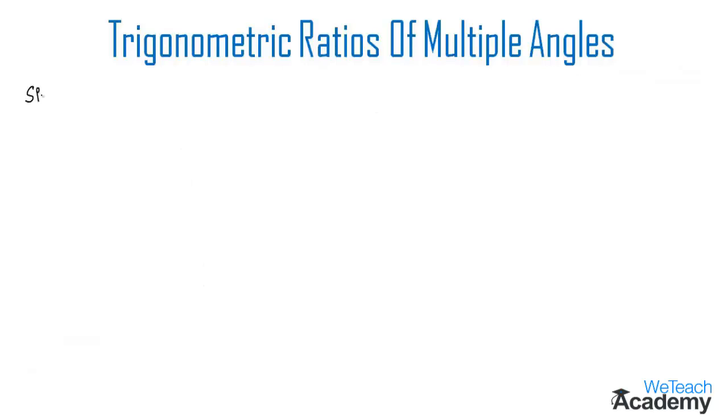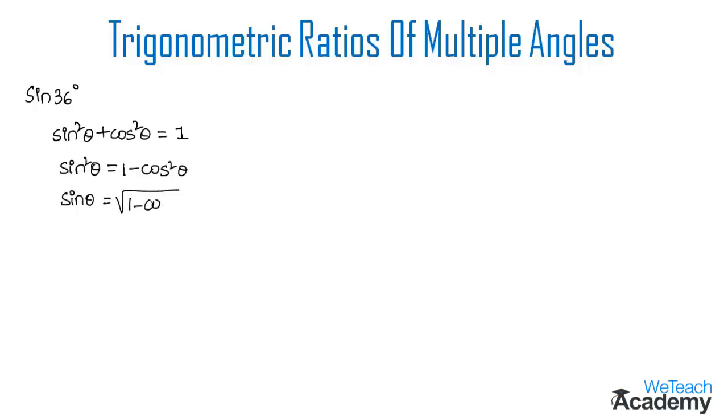And now let us derive the value for sine 36 degrees. In order to find it, we already know a trigonometric identity, that is sine square theta plus cos square theta is equal to 1. So that implies we can also write this identity as sine square theta is equal to 1 minus cos square theta, and sine theta will be equal to under root 1 minus cos square theta. So by using this trigonometric identity, we can find the value of sine 36 degrees, which will be equal to under root 1 minus cos square 36 degrees.